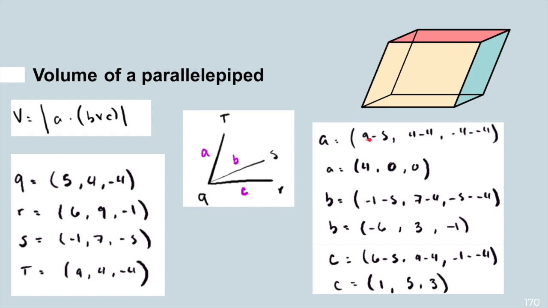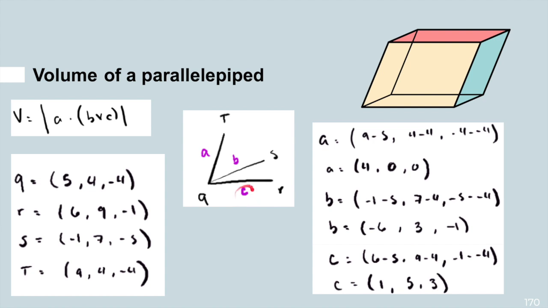So we have A is equal to 9 minus 5, because T is 9, Q is 5, so 9 minus 5. Y is 4 minus 4, because 4 here minus 4 here. And then z is negative 4 minus negative 4. So vector A is equal to 4, 0, 0, and that is this side. Now for B, we do the same thing, but it's between the points S and Q. So S minus Q, so negative 1 minus 5, which is negative 6, 7 minus 4, which is 3, negative 5 minus negative 4, which is negative 1.